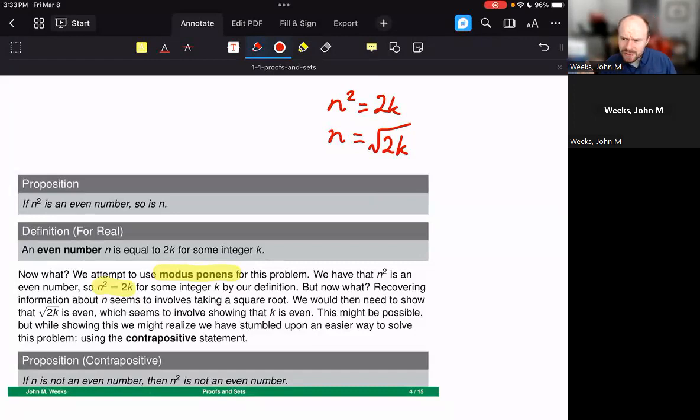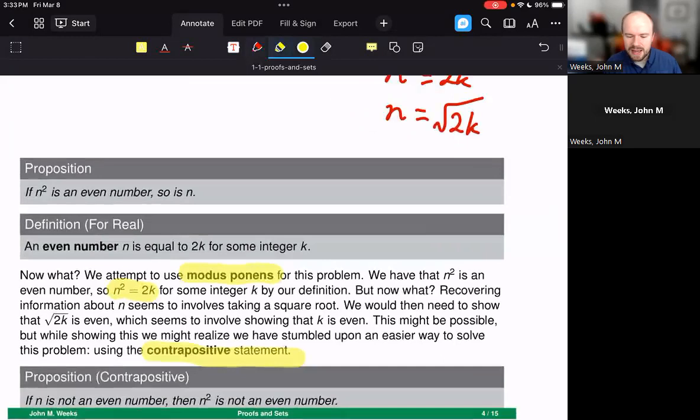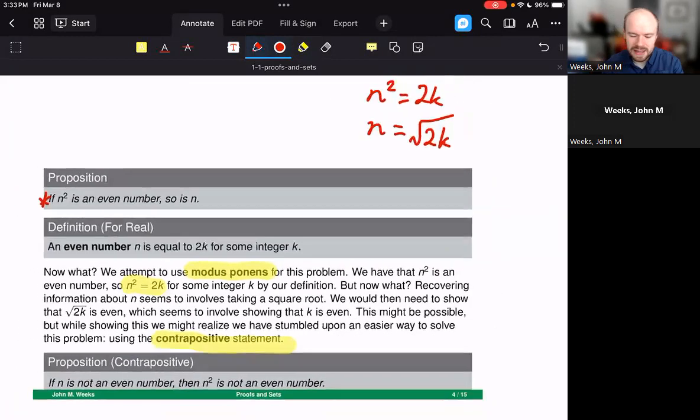Well, maybe there's another way that we can take a look at this, and you may have scrolled down the screen and seen that we have been looking at the contrapositive statement here for later on. Remember that the way contrapositive statements work is that instead of proving the statement, if n squared is an even number, then n is an even number, we attempt to prove the contrapositive statement.